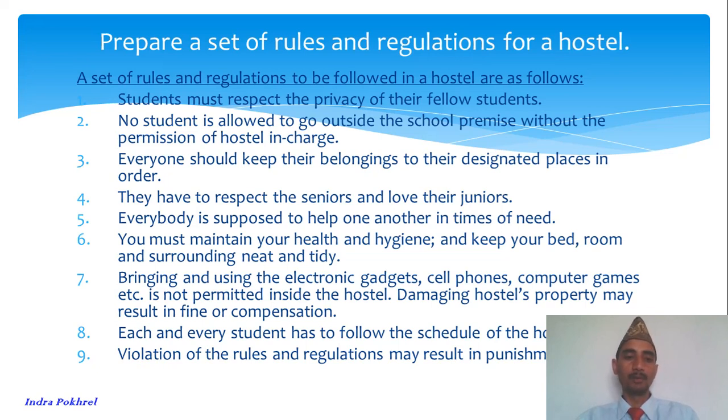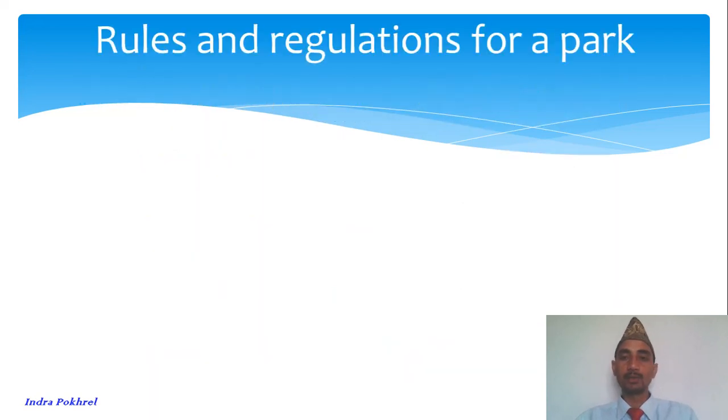So if you observe the second part, that means the structure from 7, 8 and 9 number, you can find here is not permitted. Okay, may result, has to follow, may result. So this kind of variation we have used here in the structure. So let's have a look at the next question.